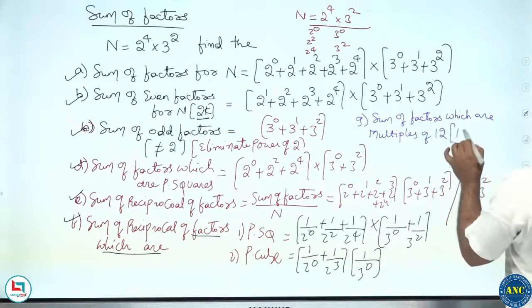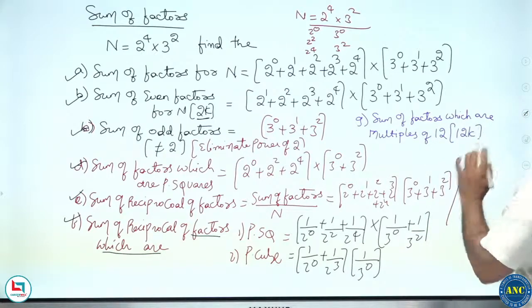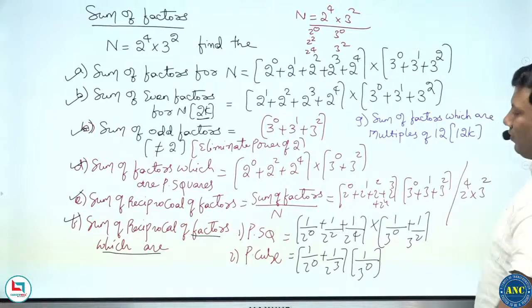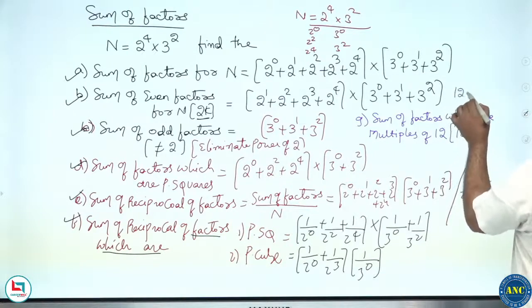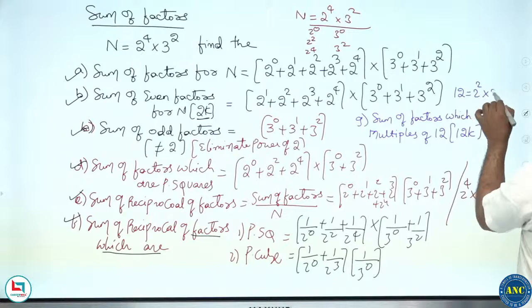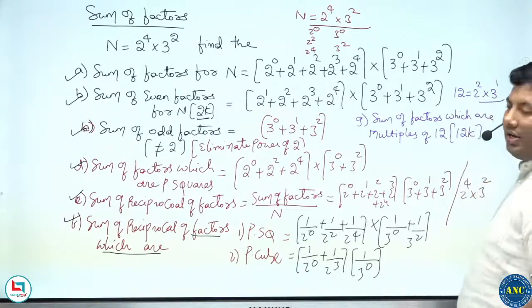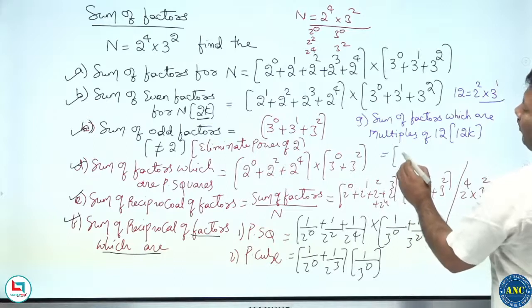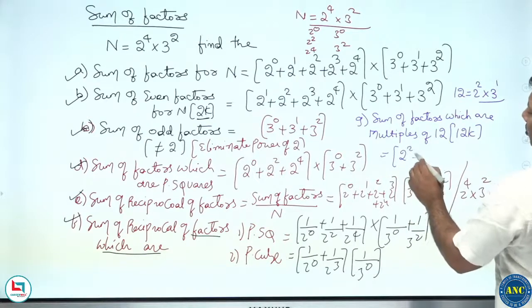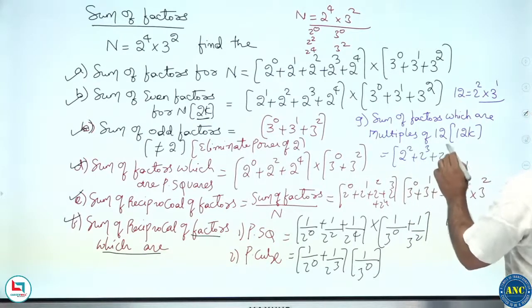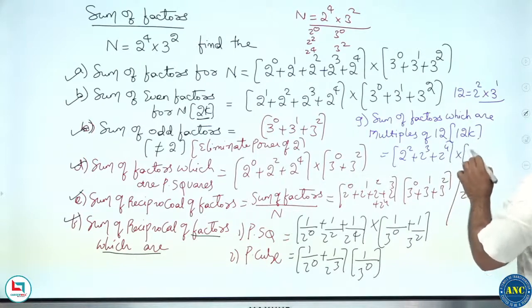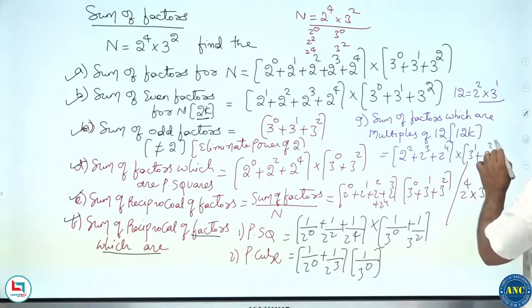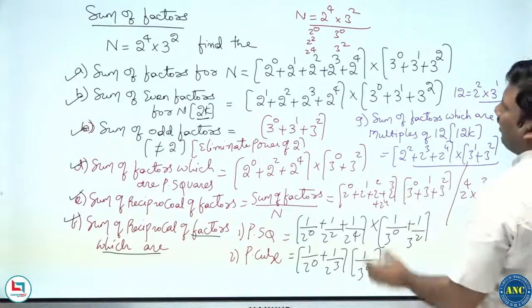Any number which is a multiple of 12 is of the form 12k. 12 in prime base is 2 square into 3. So the minimum power of 2 to get 12 will be 2 square. Start from 2 square, 2 cube, 2 power 4. The minimum power of 3 is 1 to get 12, so 3 power 1 plus 3 power 2.